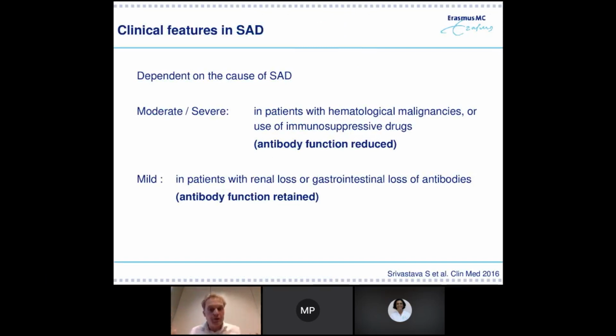Well, they suffer from recurrent infections, but this also is the case in primary antibody deficiencies. Also in secondary antibody deficiencies, you have patients with very mild disease, and in general, patients with renal loss or gastrointestinal tract loss of antibodies, they lose their antibodies, but the antibodies they have in their system function normally, and in general, they have milder symptoms. While patients with hematological malignancy, or patients using immunosuppressants, have indeed a decreased production, but also a decreased function of those antibodies. They suffer from more severe disease.